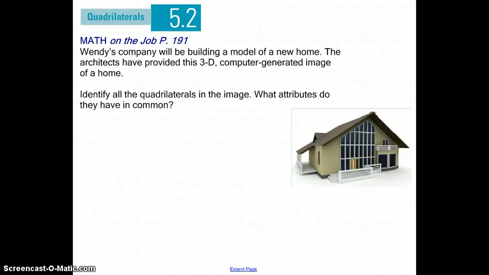Welcome back to Workplace 30. We're starting on 5.2, which is titled Quadrilaterals. And you can start by reading Math on the Job on page 191. And then we're going to identify all of the quadrilaterals in this image.